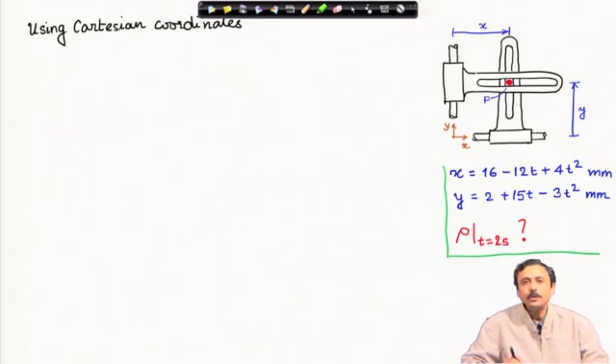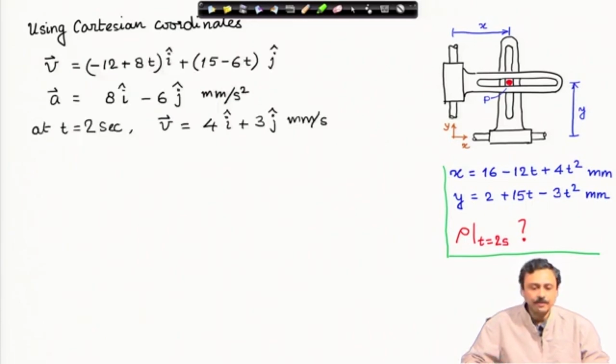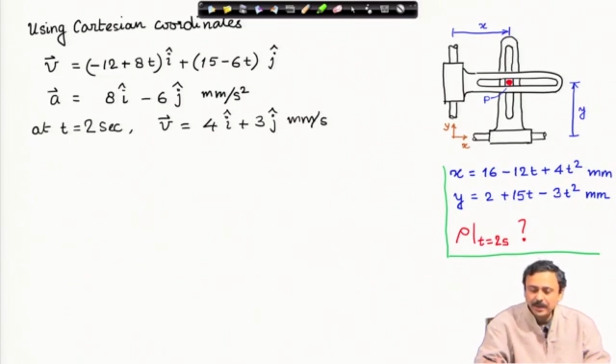Now, here we will use the Cartesian coordinates x, y I have shown here in the figure. I have written out the data which is specified in the problem, the motion of the vertical slot given by x and the motion of the horizontal slot given by y as functions of time. Now, it is straightforward to see that you can find out the velocity by just differentiating. So, this is the velocity of the pin.